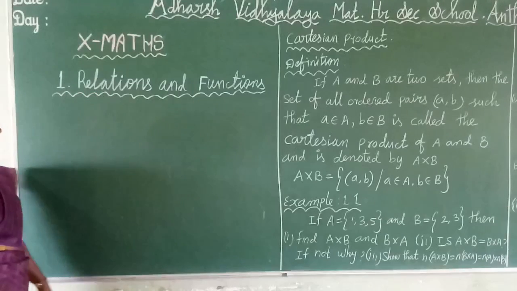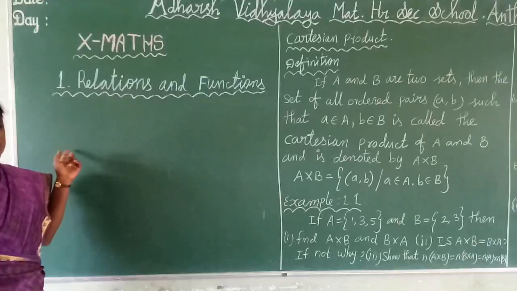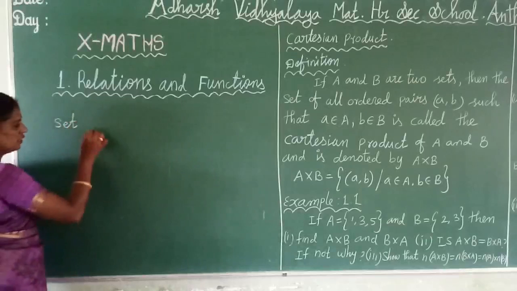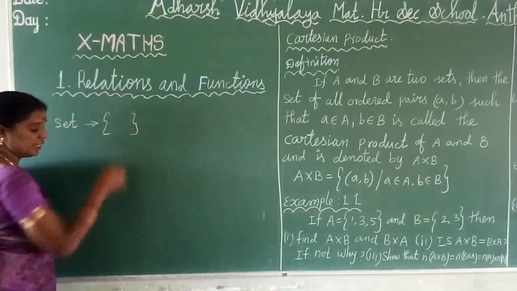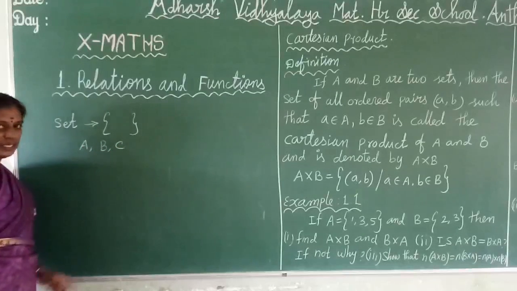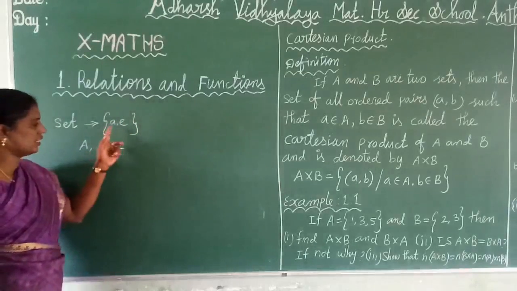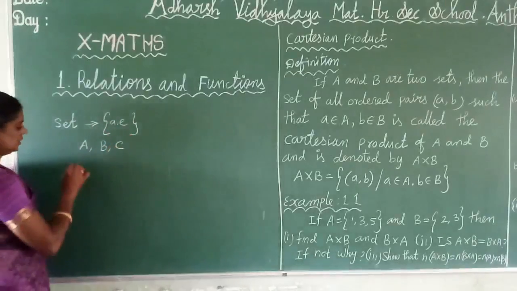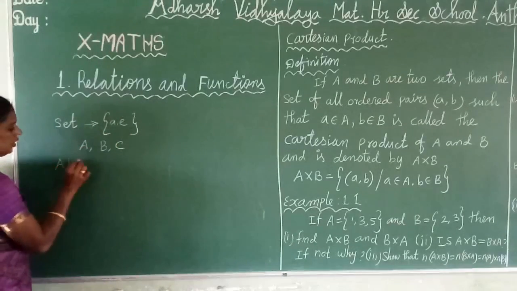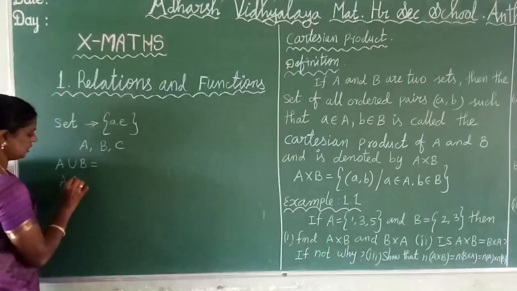Is it clear? So first one, relations and functions. Before that, we recall the set theory once. A set is a collection of well-defined objects. The notation is the set bracket. The set name is always written in capitals, A, B, C like that. The elements are written in small letters, separated with commas. Next, union. What is the meaning of union? Combine the two sets, A and B, combining the elements. And intersection.